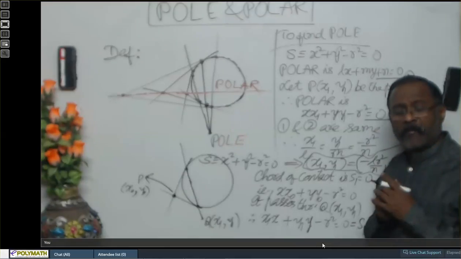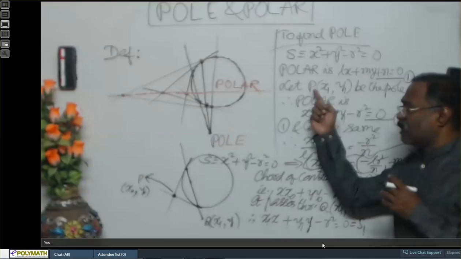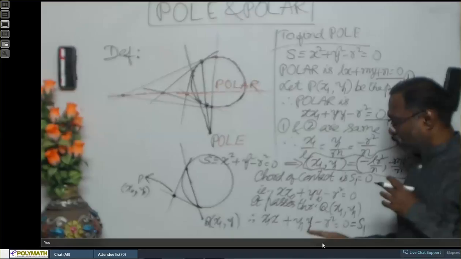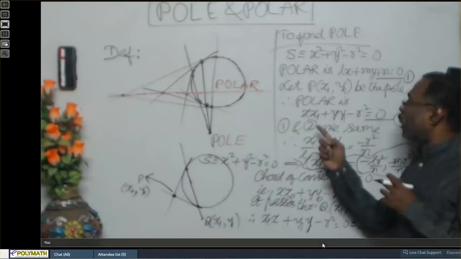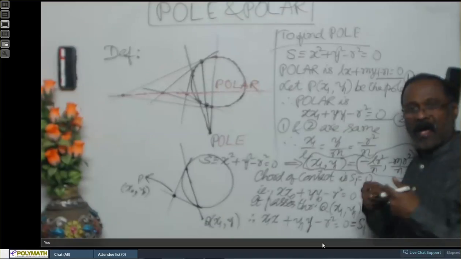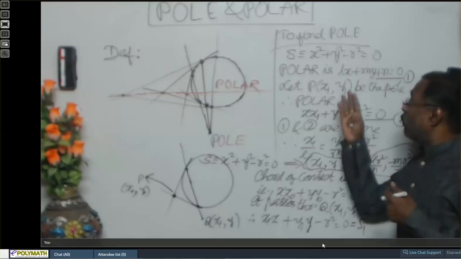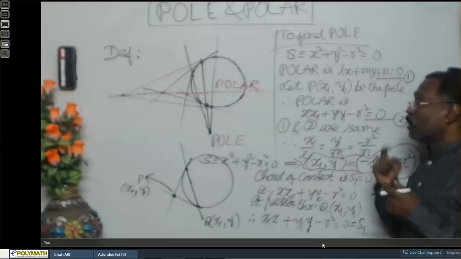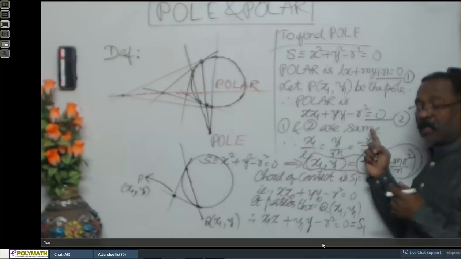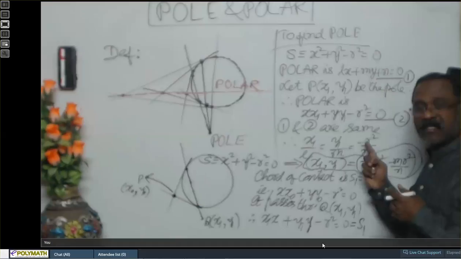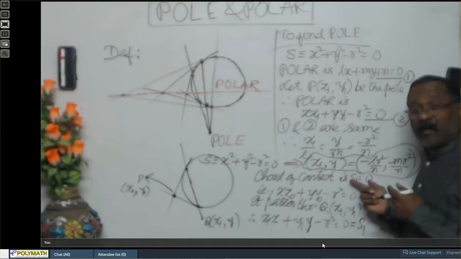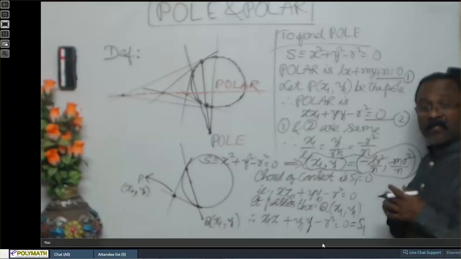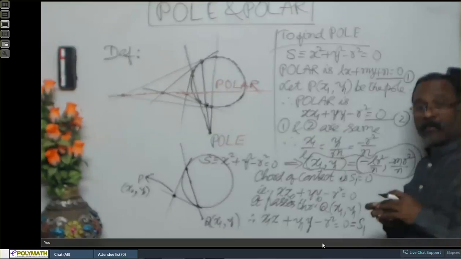What is the method? Start by taking the pole as x1, y1. Write the polar equation S1 equal to 0 using this; just now we derived it. And we have got our polar in terms of x1, y1. But the polar is already given as Lx plus my plus n equal to 0. Let it be 1, let it be 2. Now 1 and 2 represent the same line. We compare them to get the point x1, y1, which is nothing but the pole of the line Lx plus my plus n equal to 0 with respect to the circle x square plus y square minus r square equal to 0.